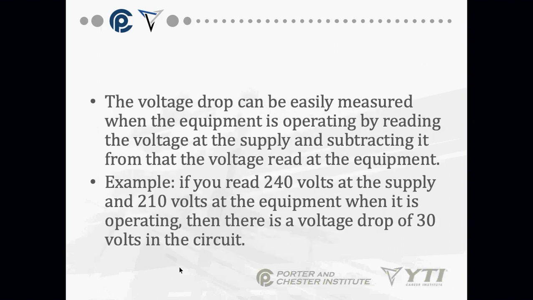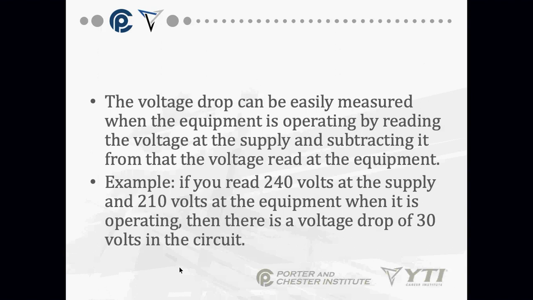Voltage drop can be easily measured when the equipment is operating by reading the voltage at the supply and subtracting it from the voltage at the equipment. In other words, you go to the breaker panel and you read the voltage going into that branch circuit. Okay, then you go to the equipment. You read the voltage there. You're going to find your voltage drop.